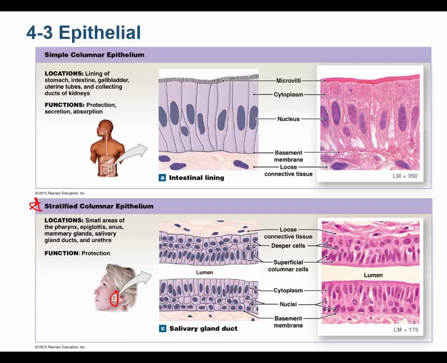You can also see it lining the epiglottis and also places of friction. Now, you're going to say, I thought you told me stratified squamous. Yep, stratified squamous is found where you have friction. But stratified columnar is also found in the anus, as well as some areas that are stratified squamous. So there you go. Stratified columnar.